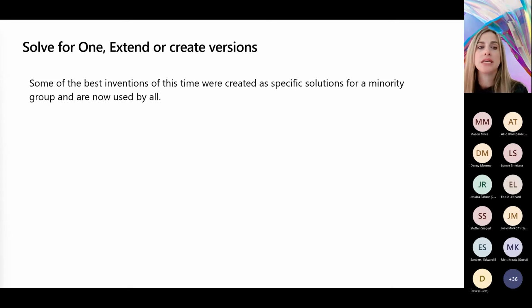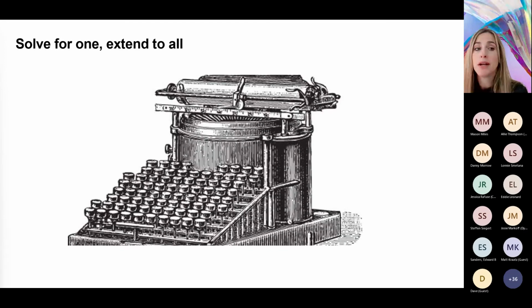And the third principle is solve for one, extend, or create versions. Some of the best innovations of this time were created as a solution for a minority group and are now used by all. One of my favorite inventions that was created for a minority group and is now really used by all is the typewriter. And the typewriter really influenced modern day email and things like that. This was created for a woman. She was a countess. She had a visual impairment.